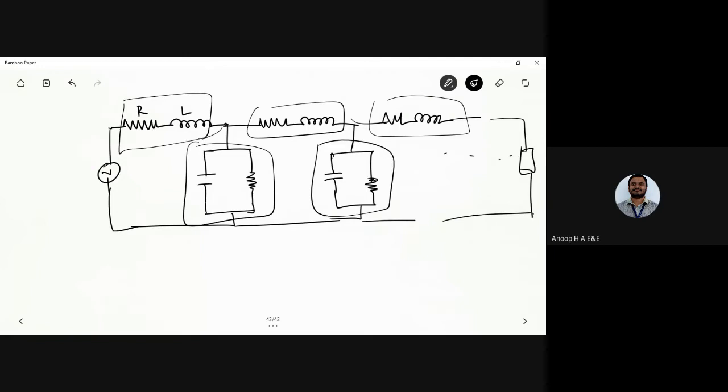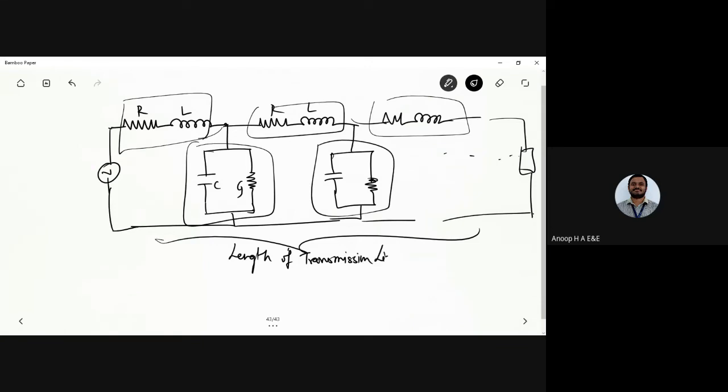All right, so now these elements are said to be distributed over the transmission line length, and you will be having the resistance, inductance, capacitance and conductance which are distributed over the length of the transmission line. So per kilometer, you categorize it for per kilometer length of the transmission line, and then you extend it for the length of the transmission line. Okay, this is said to be the length of the transmission line.